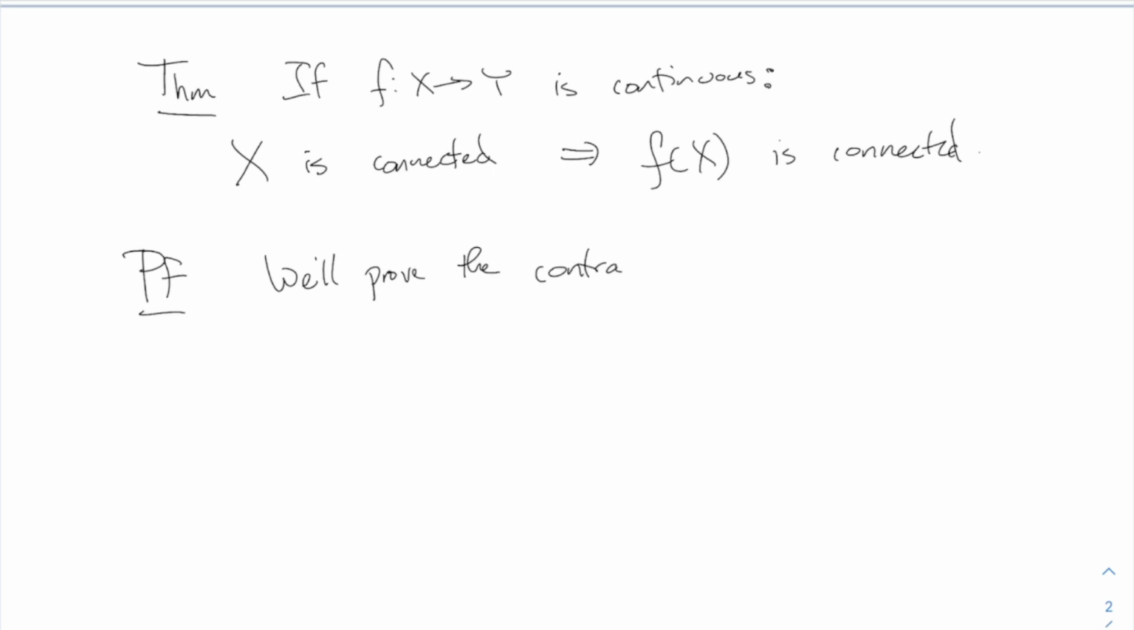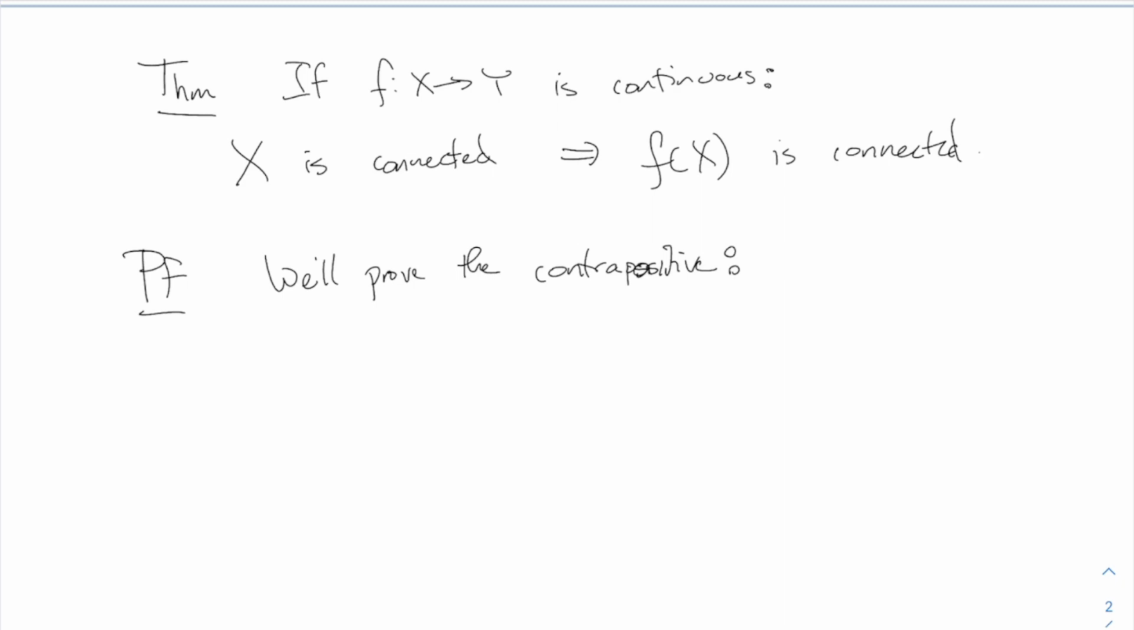This is very common when you're proving things about connectedness to prove contrapositives or prove by contradiction, because it's easiest if you can begin by assuming something has a separation. So we'll prove the contrapositive. Can someone tell me what's the contrapositive of this? Any discrete math masters? I just said it out loud, but you remember your contrapositives? Contraposition?